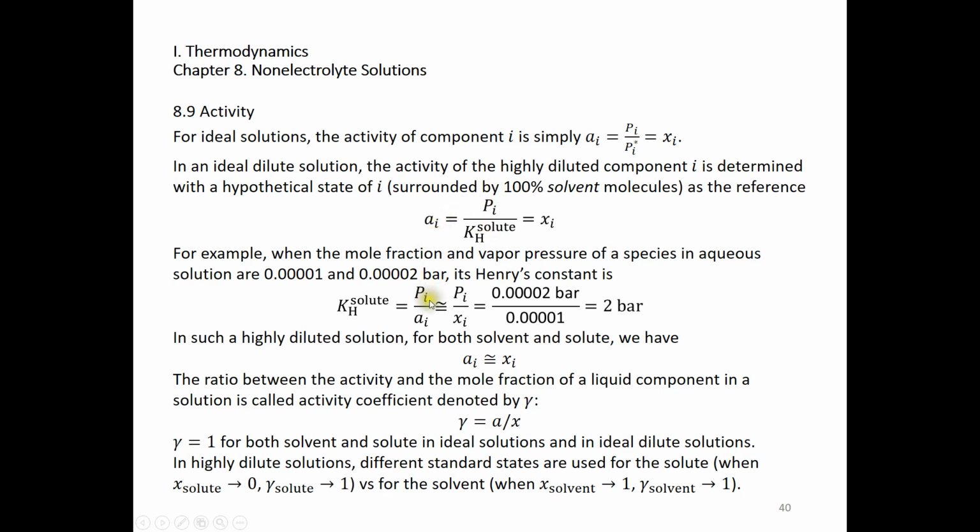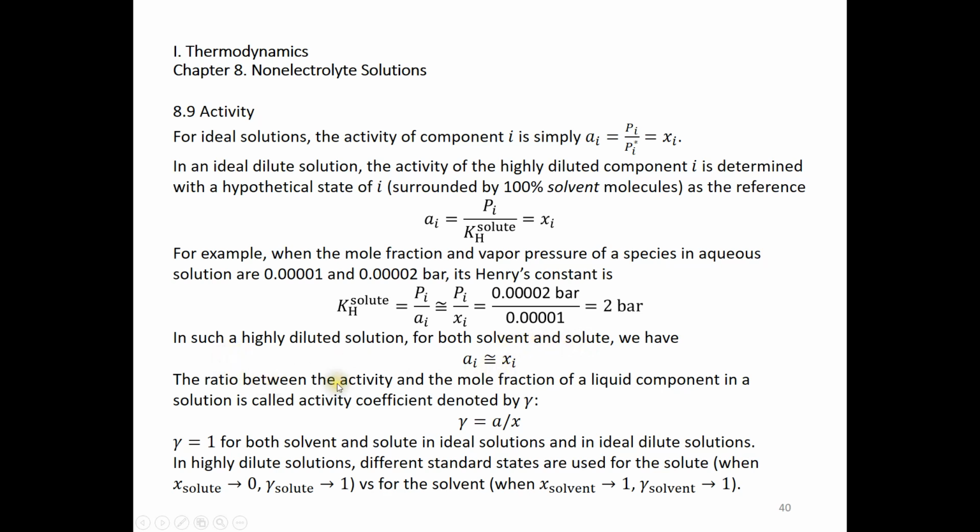It's Pi over Pi star, and in an ideal dilute solution, A sub i is approximately X sub i, and then we plug in these numbers. The Henry's constant is 2 bars. In such a highly diluted solution, for both the solvent and the solute, we have A sub i equal to X sub i. However, remember, for the solvent and for the solute, we use different references.